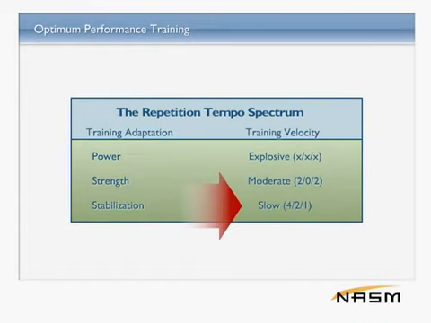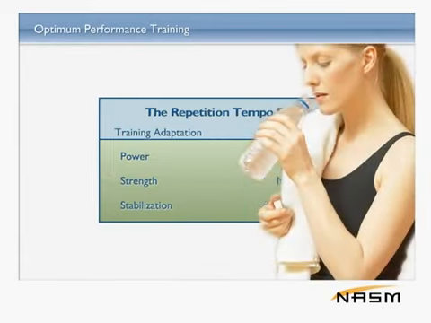For example, if the goal adaptation is strength, then a tempo would be moderate, or 202. If the goal is power, then the tempo is fast or explosive, delineated by XXX.